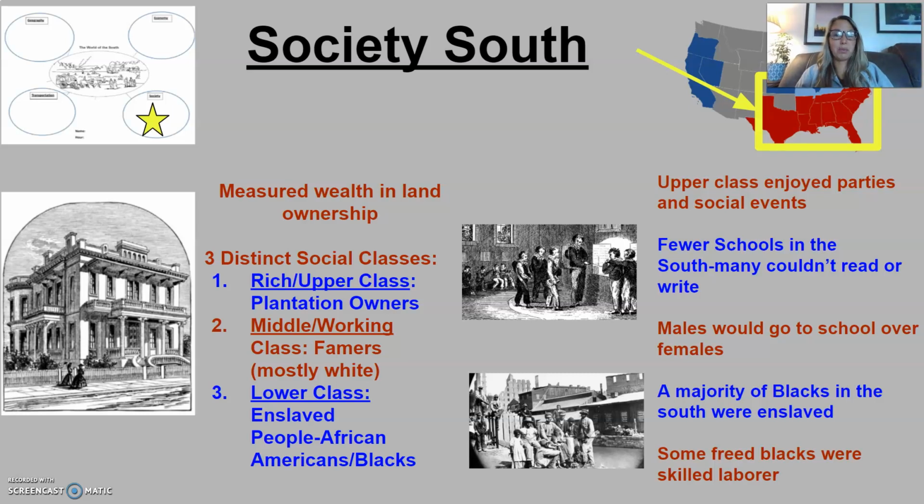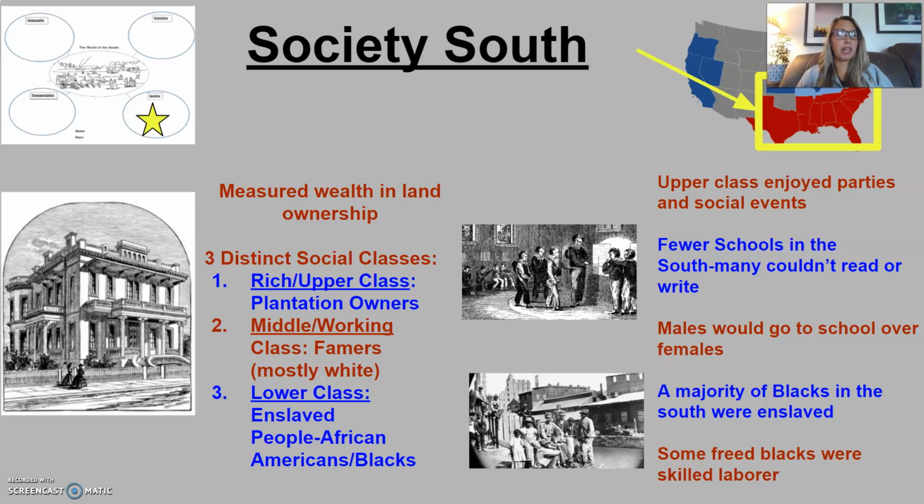In the upper class were the plantation owners. So if you had a big piece of land and a big house on it, you were part of the rich and the upper class. If you had a smaller farm where you were just taking care of your family and maybe doing some trading of goods, you were part of the working class or middle class. And then the lower class was our indentured and enslaved people, people that were working on different plantations or doing different farming and did not own property. And again, we know that this was primarily African Americans or blacks or immigrants that were in these situations.